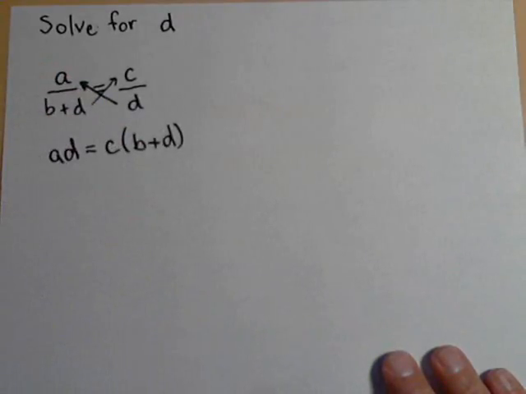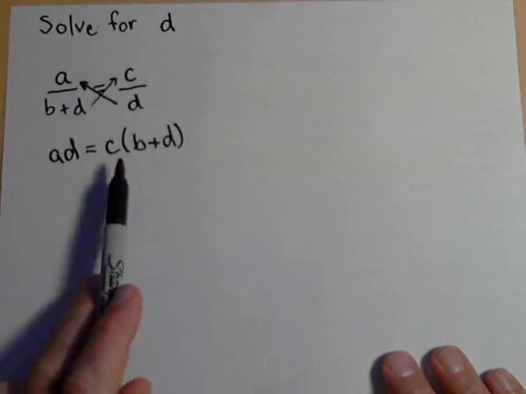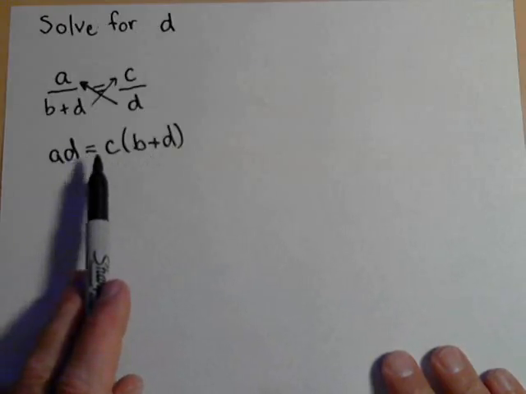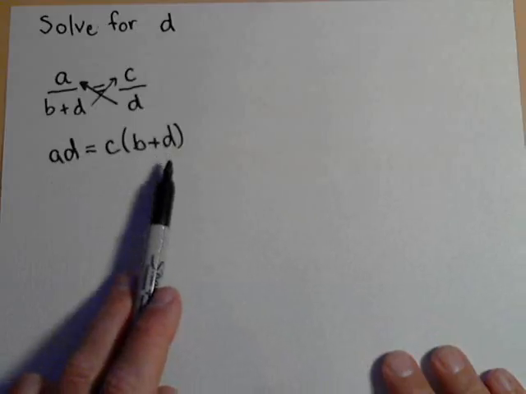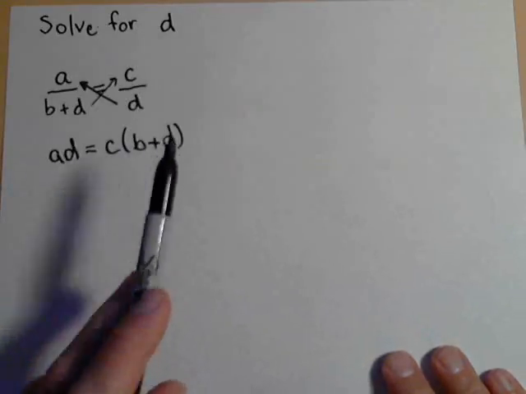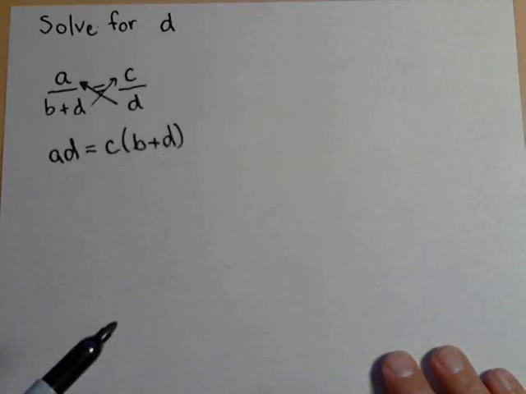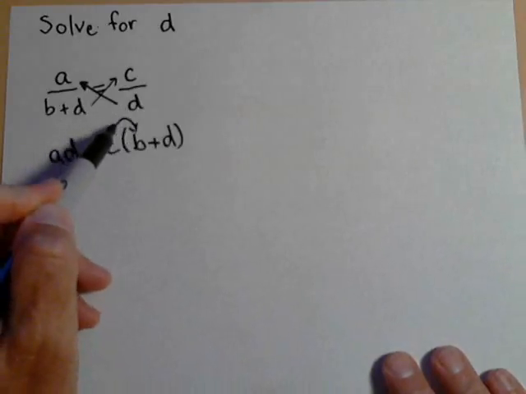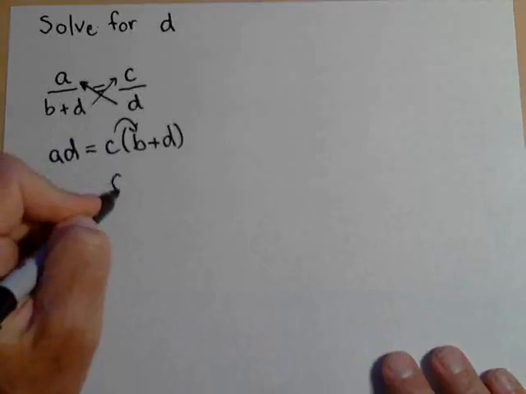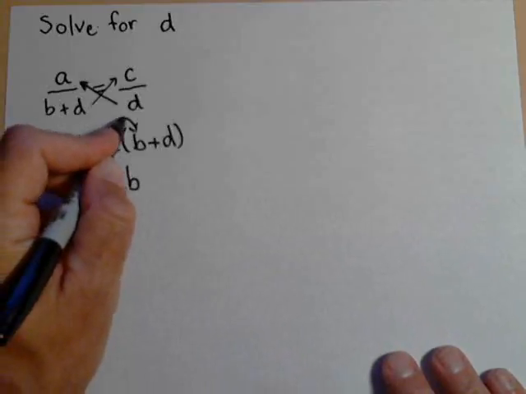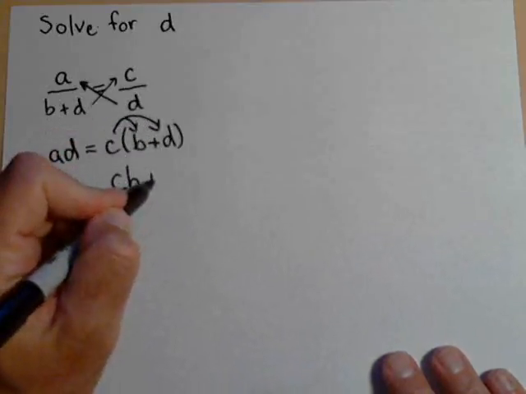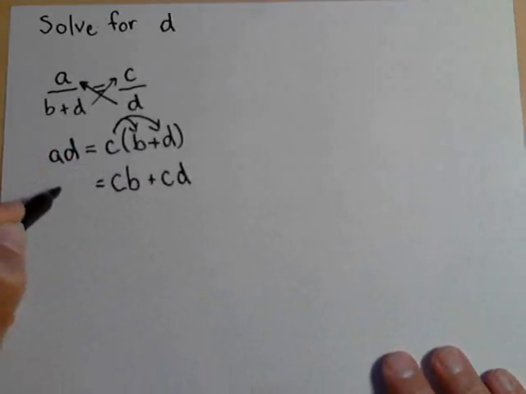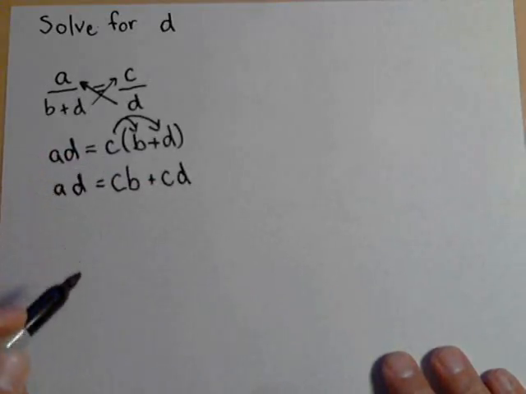Okay? Now, I mentioned we'll deal with the situation where we have two d's in here, and the goal is going to be to get both d's on the same side, this one and this one. Now, in order to move these things around, we do need to distribute the c. So we're going to distribute it to the b, which gives us cb. And we're going to multiply it by the d, which gives us cd. And this is equal to ad.